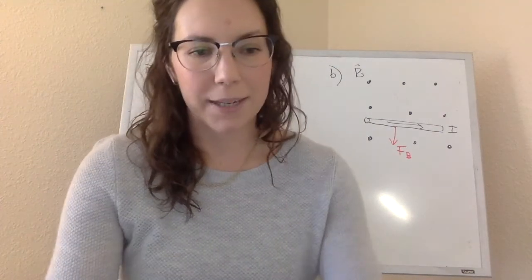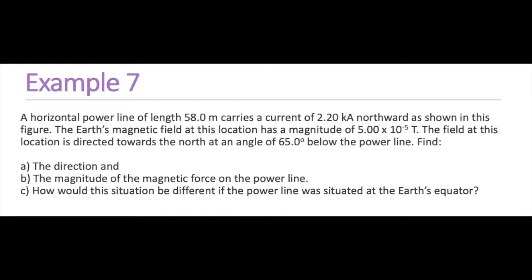But all right, let's do example 7. Okay, so a horizontal power line of length 58 meters carries a current of 2.2 kiloamps northward as shown. The Earth's magnetic field at this location has a magnitude of 5 times 10 to the negative 5 Tesla. The field at this location is directed towards the north at an angle of 65 degrees below the power line. Find the direction and the magnitude of the magnetic force on the power line. How would this situation be different if the power line was situated at Earth's equator?